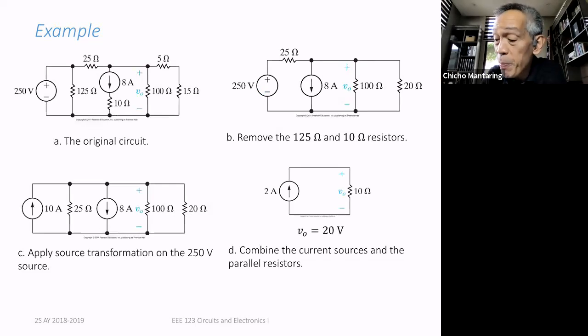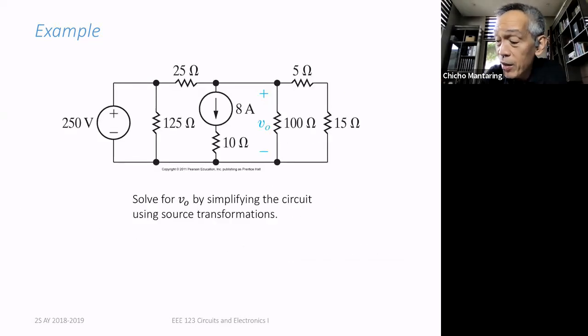Now to simplify the circuit, since we're determining V sub O, itong 125 ohms, which is directly across an ideal voltage source, will not have an effect on V sub O. So you can remove it. Tsaka itong 10 ohms, which is in series with your ideal current source, will not have an effect on V sub O, and therefore you can replace it with a short.